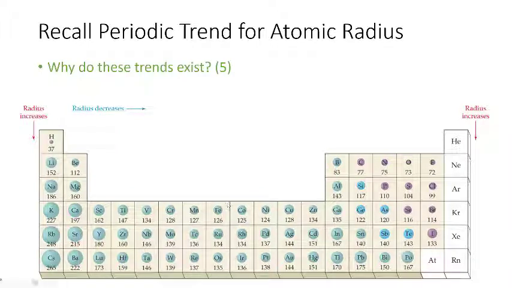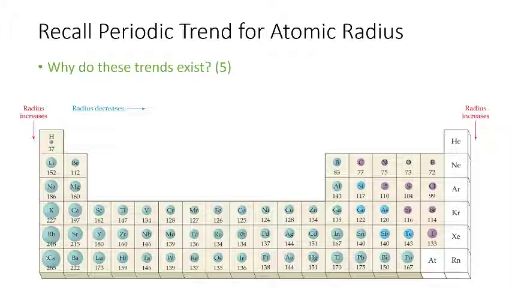So remember, we have our general trends here. As we go from left to the right on the periodic table, we see our radius decrease. And as we go from top to the bottom, we can see our radius increase. So take a moment, pause the video and determine for yourself why these trends exist. Those are very important concepts.